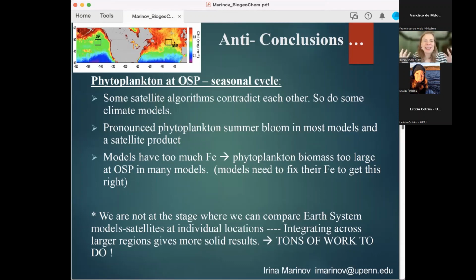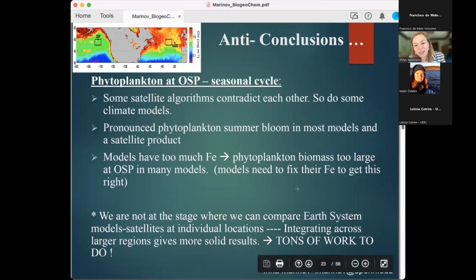And therefore, we cannot see the expected, observed big difference between Ocean Station Papa and the North Atlantic bloom. We can't quite see it in the models because Ocean Station Papa in the model seems to behave very similar to the North Atlantic. So models need to fix their iron and iron supply in order to get this right. So we're not quite at the stage where we can compare Earth system models with satellites at individual locations. I guess that's part of my conclusion.